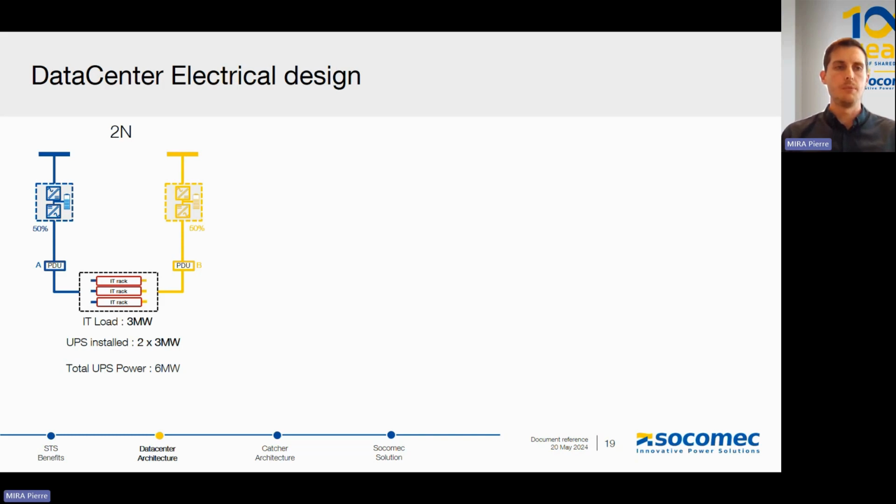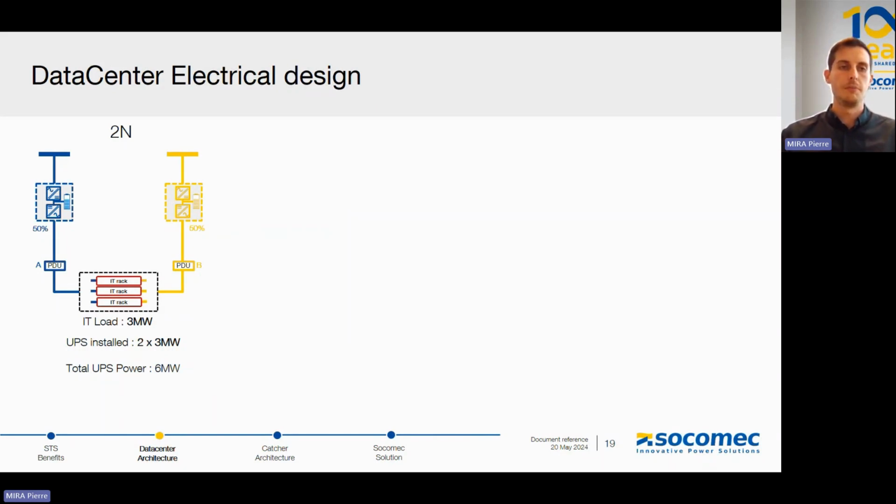2N, because every time we have a UPS and a redundant UPS. So every load is secured by 2 UPS upstream. Here in this example, we look at an IT load of 3 megawatts. So if we have a 3 megawatt IT load, we will need 2 times 3 megawatts of UPS, a total of 6 megawatts of UPS securing the load. At this moment, the UPS are working at 50% of their nominal power, of their maximum power, feeding PDUs.